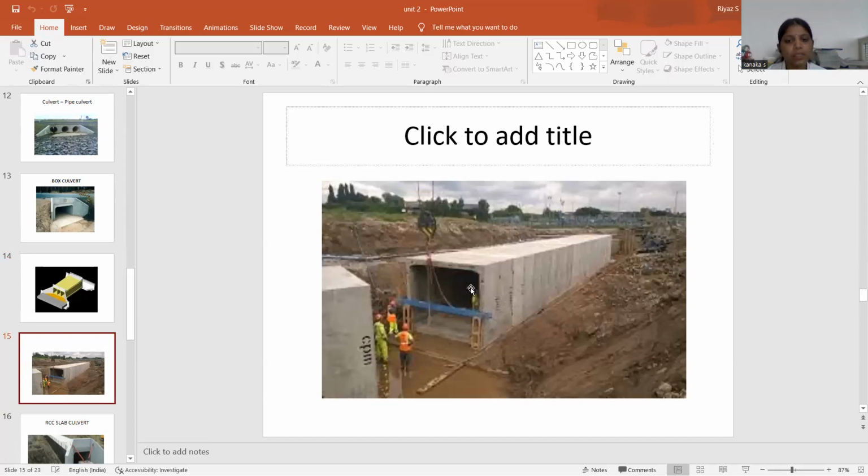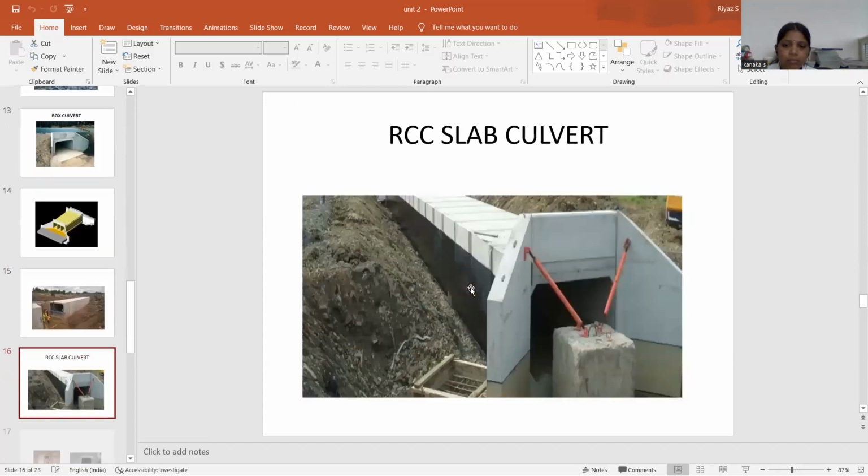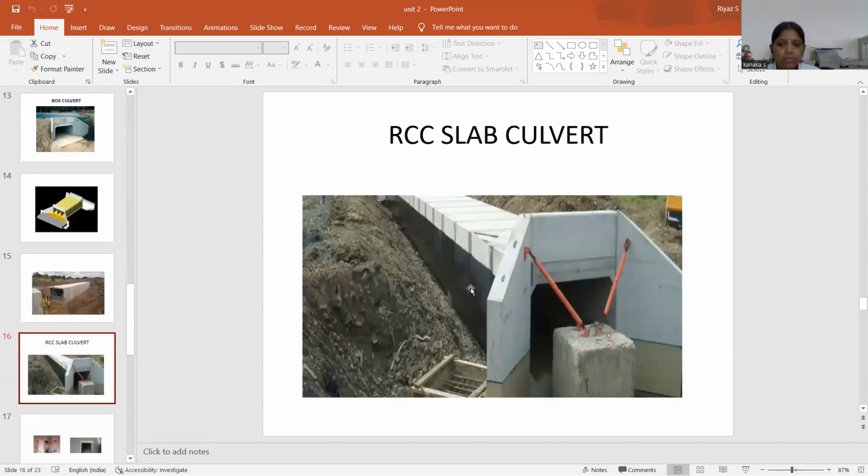This is a box culvert, and the materials used are RCC, cement concrete. This is an RC slab culvert. RCC means reinforced cement concrete.